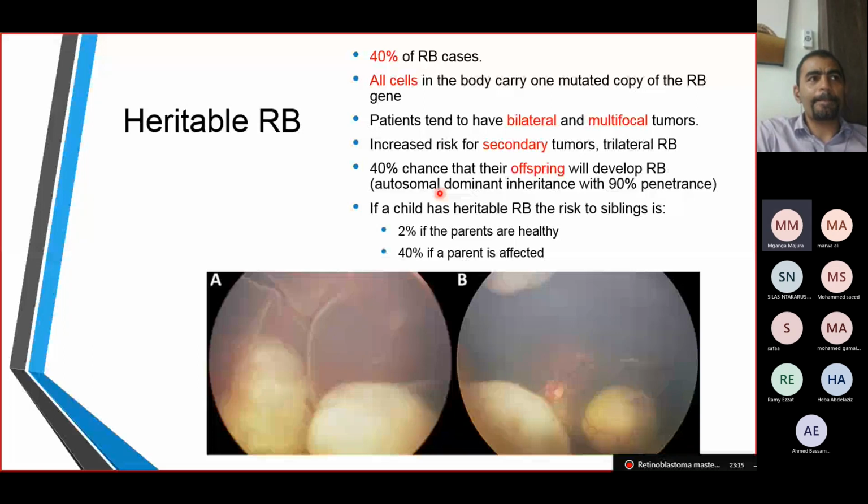Okay, yes. So what form of inheritance is it? The retinoblastoma gene is usually inherited as autosomal dominant inheritance. If you remember Mendelian inheritance, we have autosomal dominant, autosomal recessive, X-linked dominant, X-linked recessive, etc. This one is autosomal dominant.